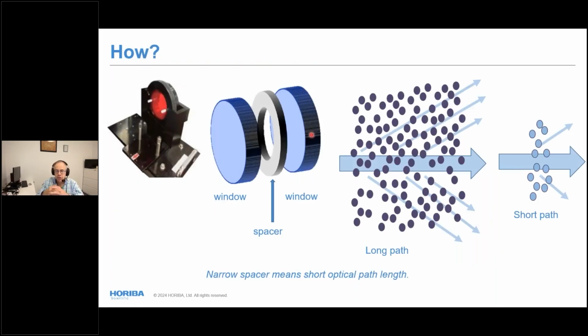I mentioned higher particle concentration, and this is kind of a fun effect, so I'd like to talk about it. On the HL cell, you have a window, a spacer, and a window.